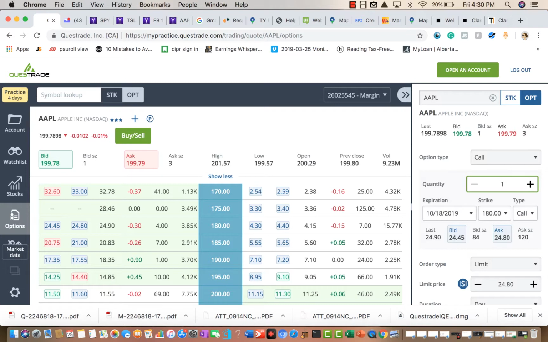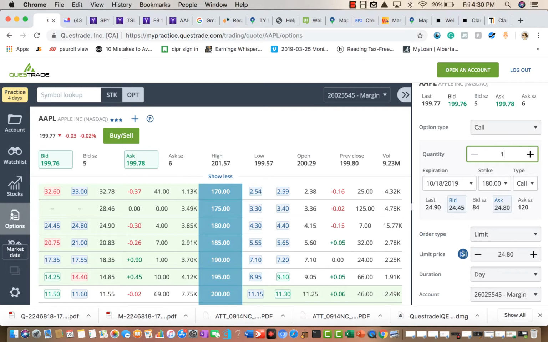Quantity, we're just doing one. Make sure when you place your order that you check that everything is correct right here: the expiration, the strike price, the type, just double check. Usually when you click the ask price, everything that's on here is correct, so you don't have to worry. But just to be on the safe side, you always want to make sure that everything is good to go and accurate. So this strike price is right, it's call, and we're paying 24.80.